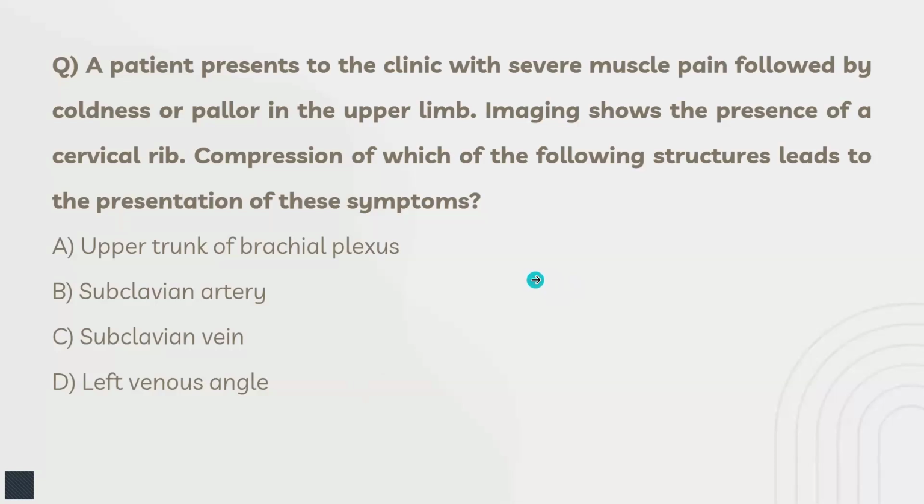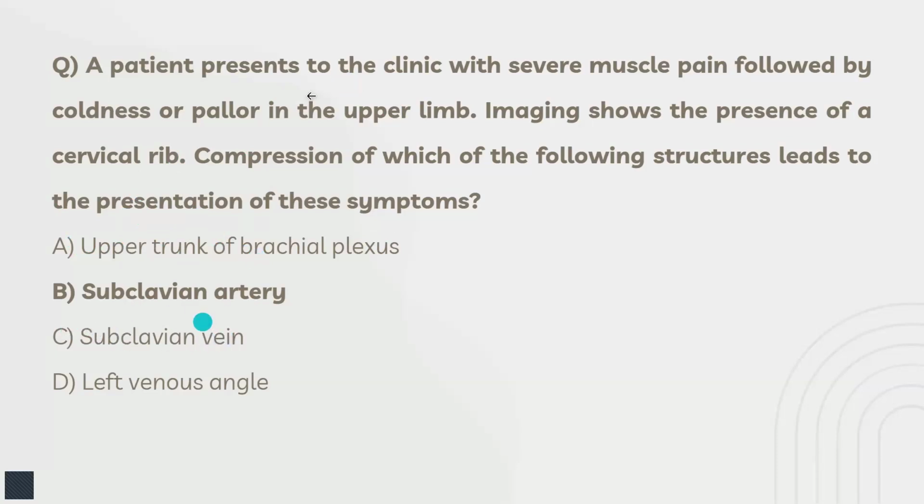Okay, so the answer is B. Now, for the person who said A, this is called the thoracic outlet syndrome. And typically when you have a Pancoast tumor, which is a tumor at the top of your lungs, or a cervical rib, these structures compress the lower trunk of the brachial plexus, firstly. So the upper trunk of the brachial plexus is just wrong. And secondly, even if it was the lower trunk of the brachial plexus, it would lead to more tingling and numbness. But A is just wrong because it doesn't compress the upper trunk.